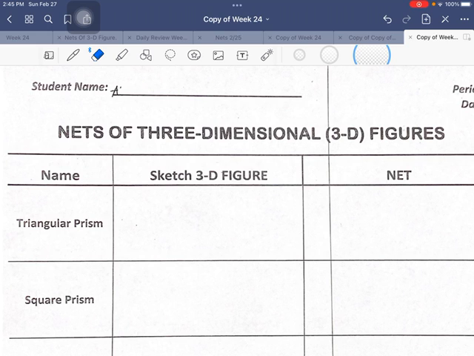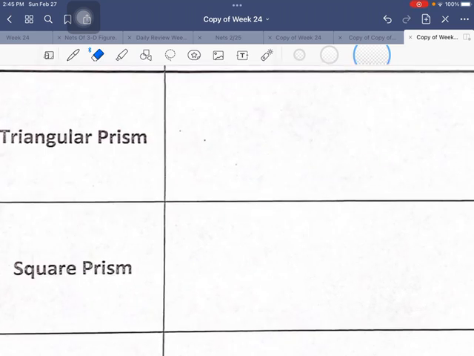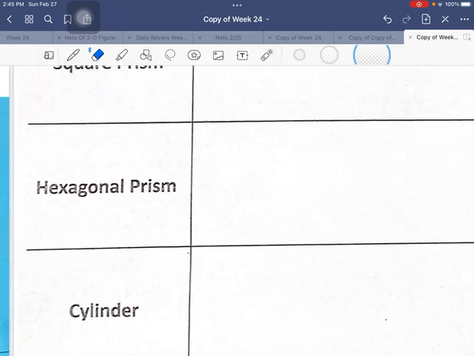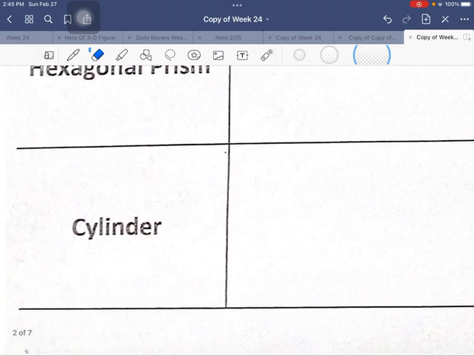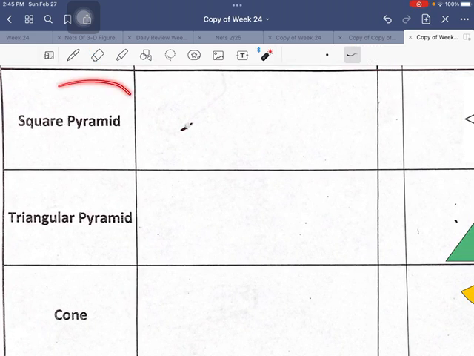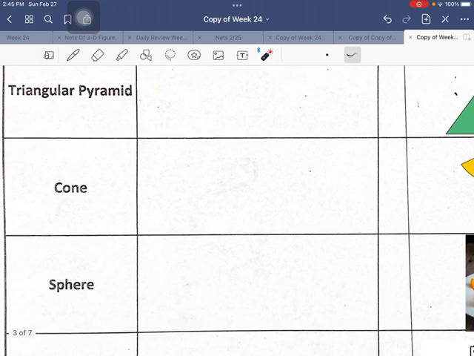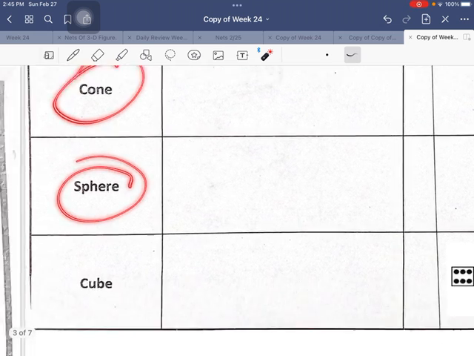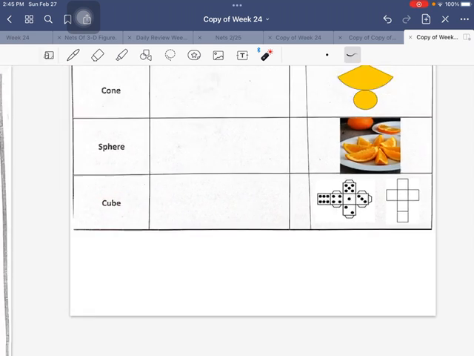Now, this is nets of three-dimensional figures. Just in case you guys weren't able to do it on your own, I'm going to do it with you. How to draw a triangular prism, square prism, hexagonal prism, cylinder, a square pyramid, triangular pyramid, cone, sphere, and a cube.